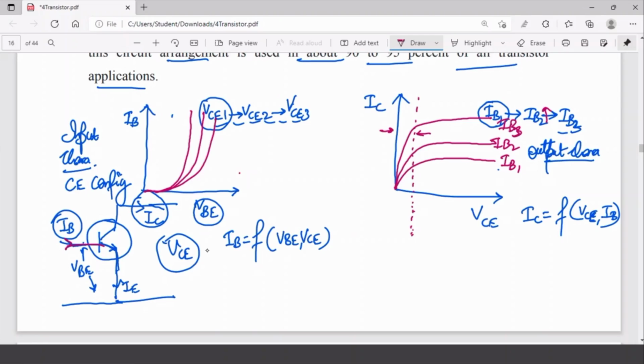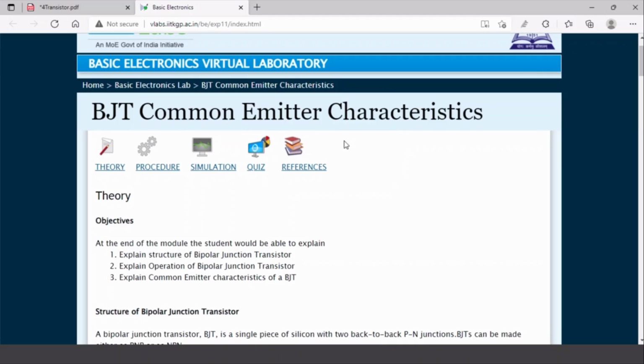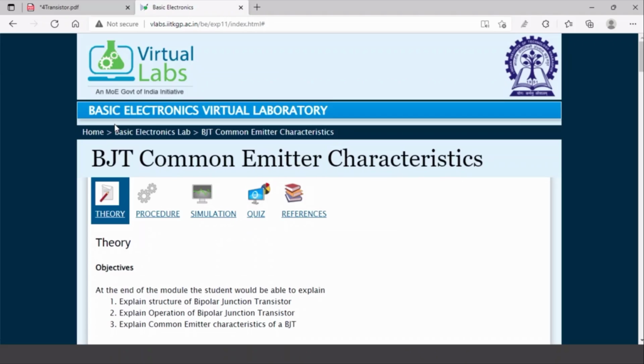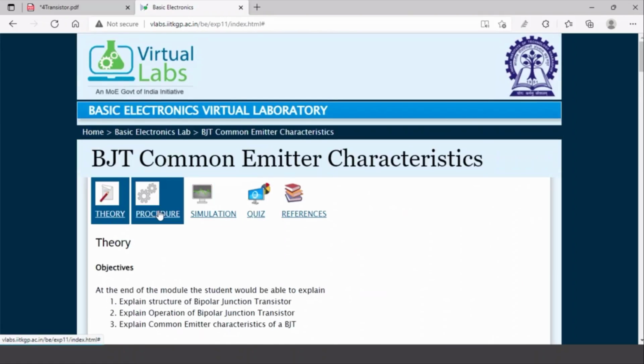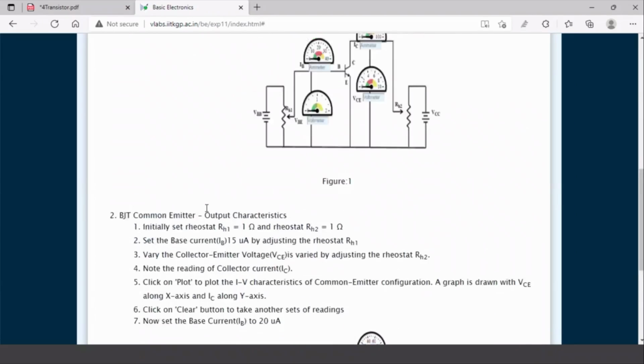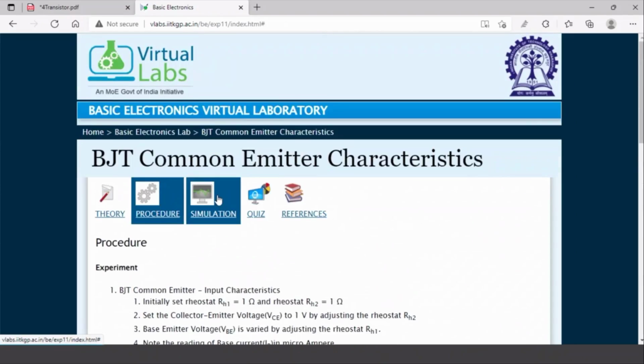You can see it is taking us to a virtual lab platform. A virtual lab is an online platform which helps us to simulate some circuits and get the results. So this is one of the virtual lab experiments which we are going to see here. The aim is BJT common emitter characteristics, to plot this. Click on the theory here. You can see the explanations which we have discussed. Click on procedure and we'll be able to see the procedure. Click on simulation.